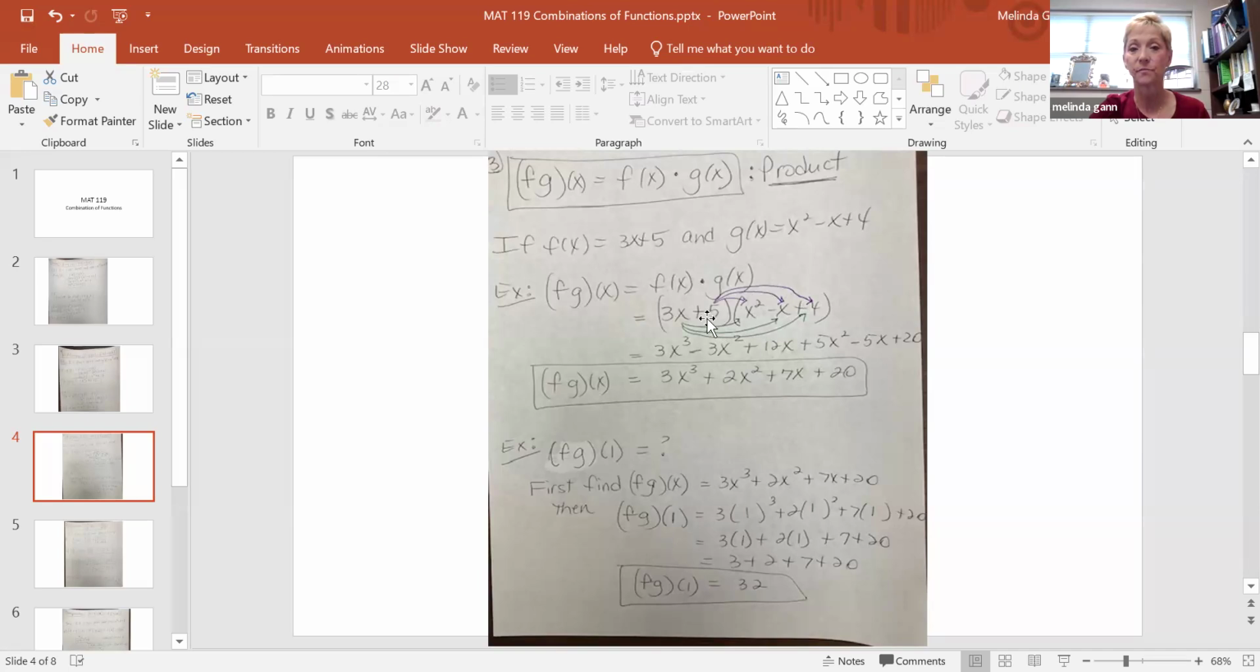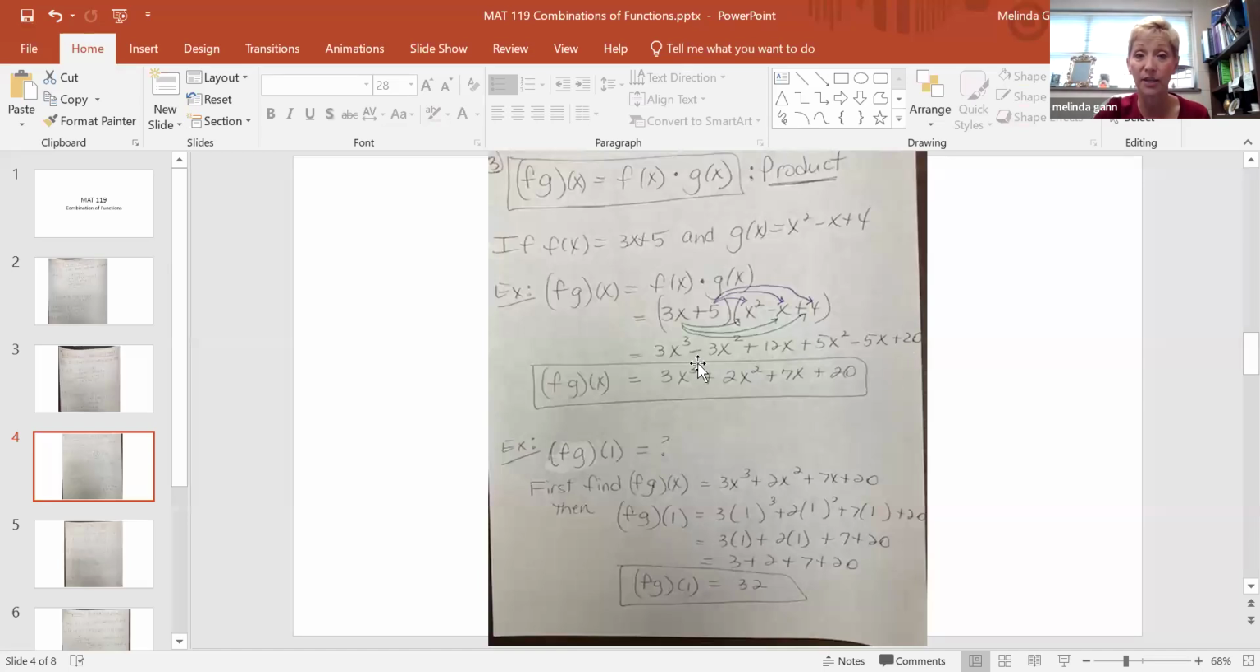So when you multiply 3x times everything in that parenthesis, now you've got to multiply 5 by everything in that parenthesis. So 5 times x squared is 5x squared. And then 5 times a minus x is a minus 5x. And then 5 times 4 is a 20. So just like foiling, you take the first term and it must multiply by everything in the second parenthesis. Then you move to the second thing and multiply by everything in the second parenthesis. If you had a third thing, you would keep doing it.